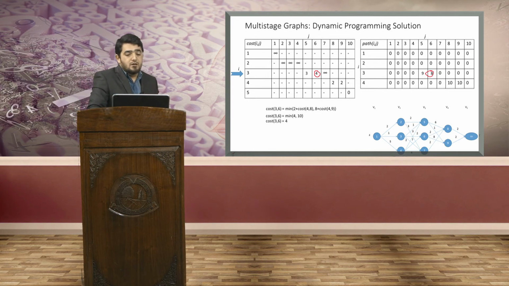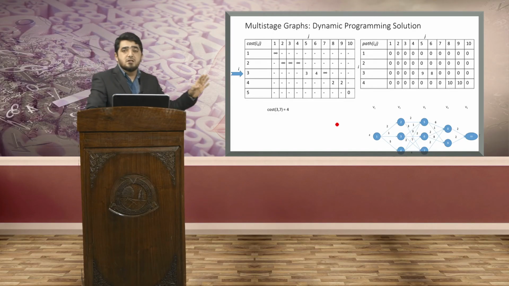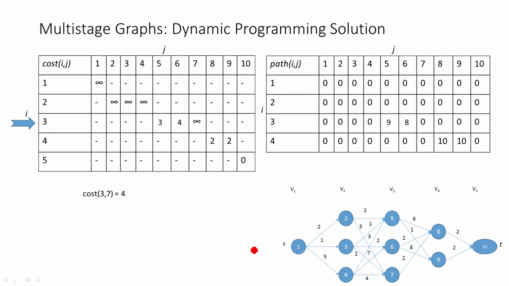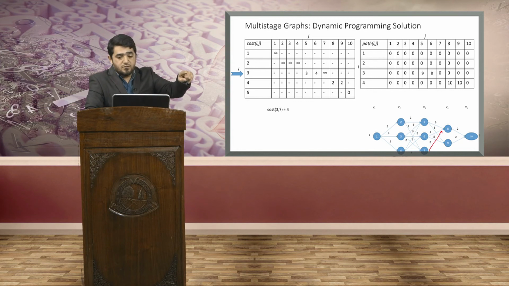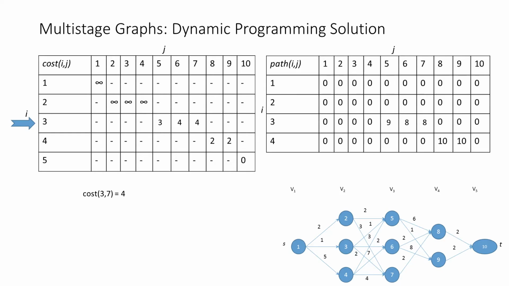Similarly, we will find that for node number 7 in stage number 3, the lowest cost possible is 4. If you observe, we have only one edge for node number 7 leading to the next stage, from 7 to 8, and the cost of that edge is 2, plus the cost of selecting node number 8 in the next stage, which is also 2, so it adds up to 4. We'll also store the node in the path array. Now we are done with stage number 3.